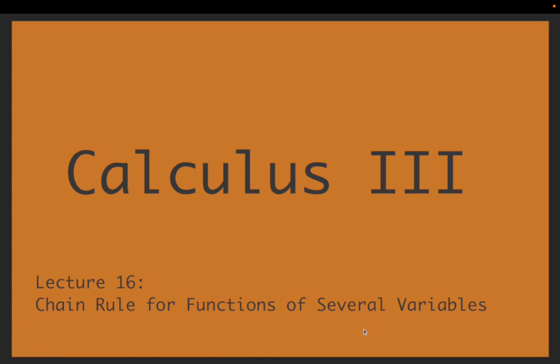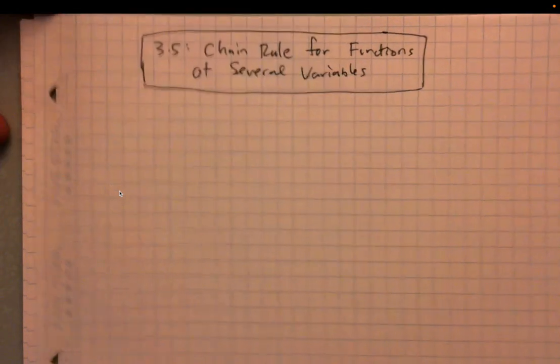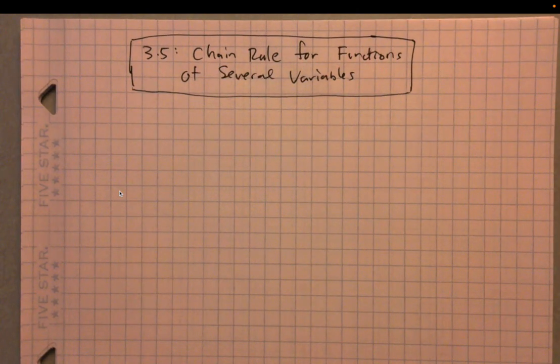And in this section we're going to talk about the chain rule, and obviously in the context of functions of several variables. And so we're going to talk through what the chain rule means when I have a function of two or more independent variables. Okay, so let's jump into it. We'll call this section 3.5, chain rule for functions of several variables.